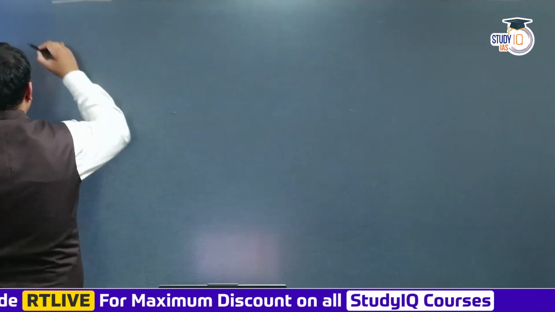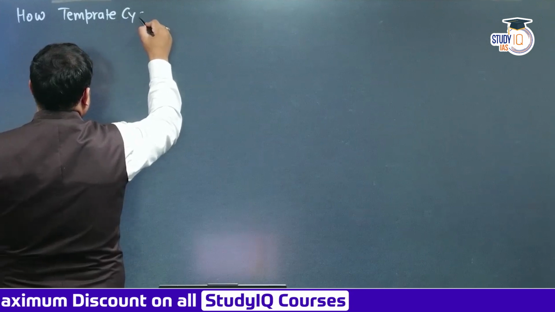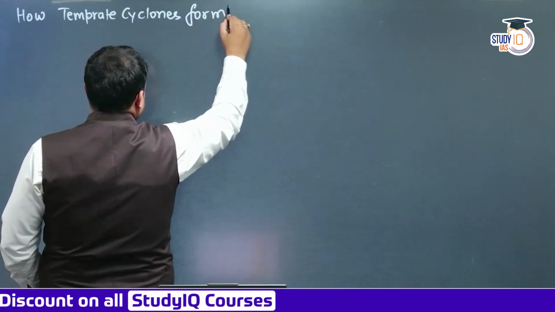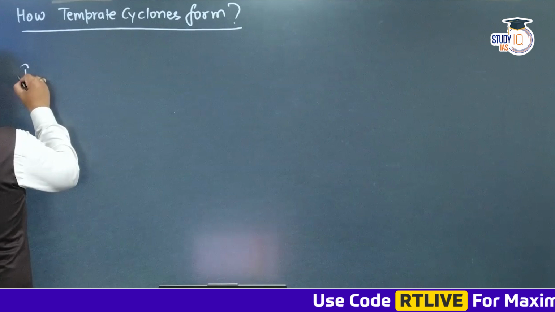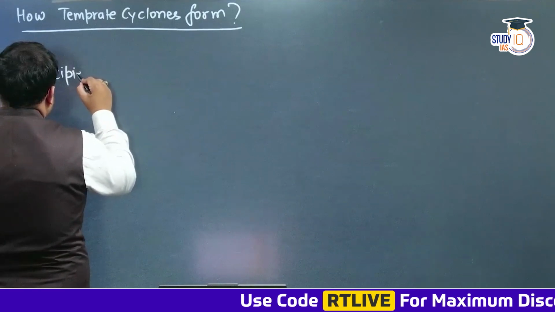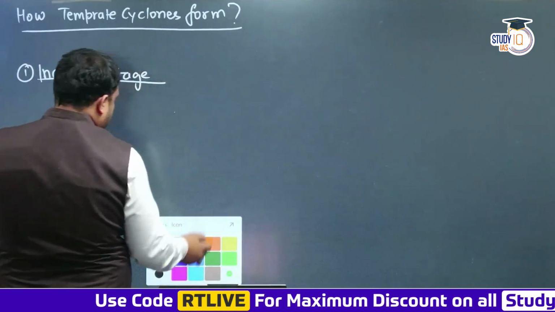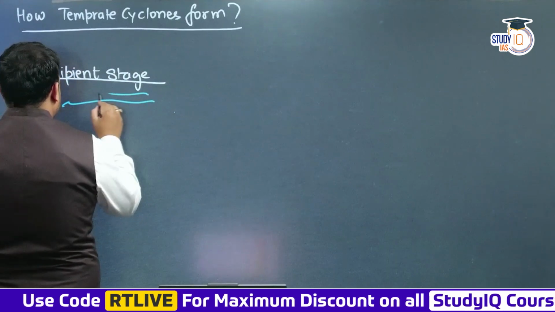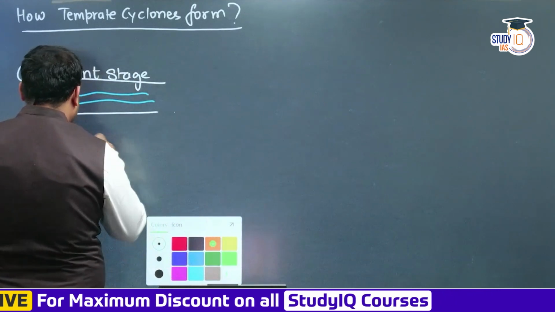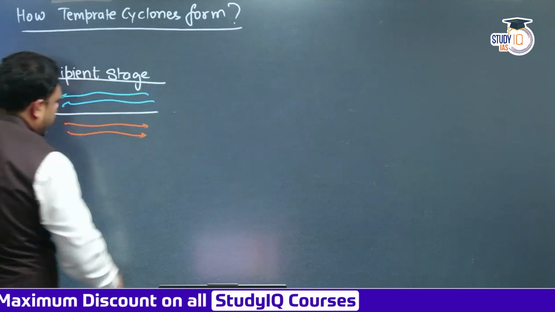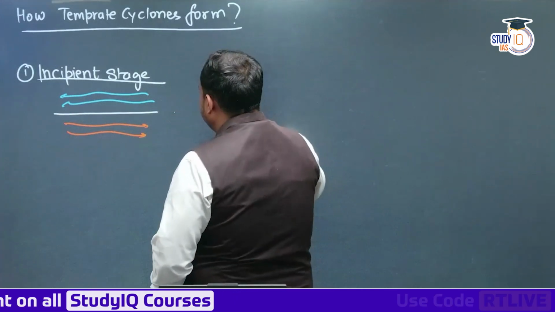Let's first look at how temperate cyclones form. Number one step is the incipient stage. Now guys, two types of air masses are interacting like this. Let us take a front. Now tell me, what kind of front is this? Tell me. This is which kind of front? Stationary front.